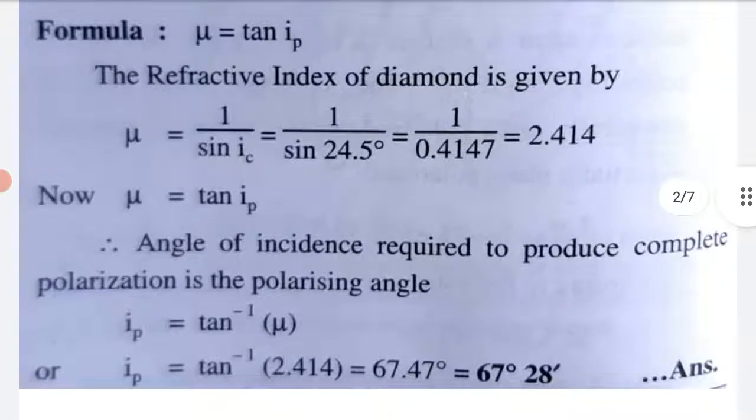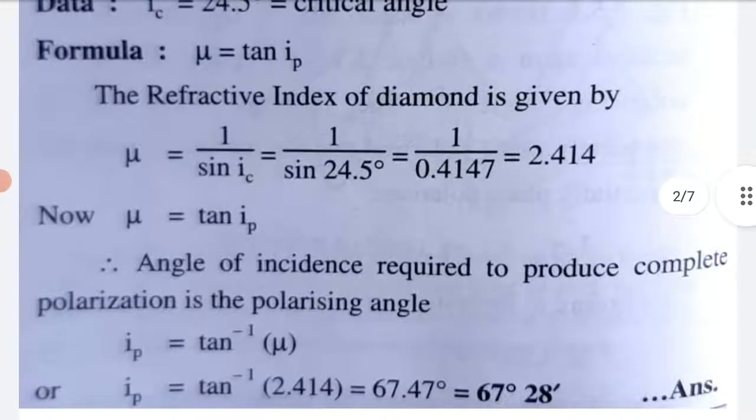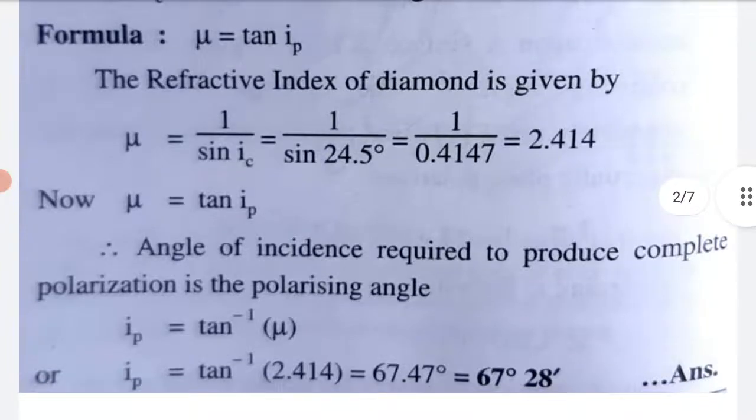Therefore, the angle of incidence required to produce complete polarization is the polarizing angle. Then the polarizing angle IP is equal to tan inverse mu. The value of mu is 2.414. Then IP is equal to tan inverse 2.414, which is equal to 67.47 degrees, and in conversion, 67 degrees 28 minutes.